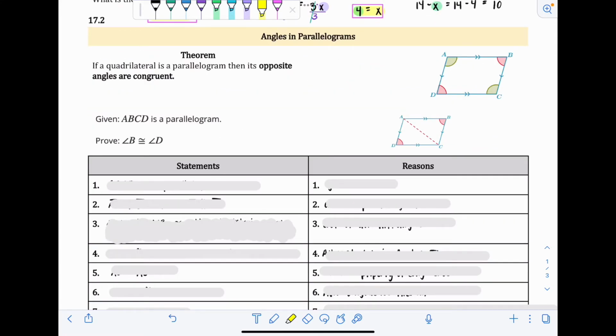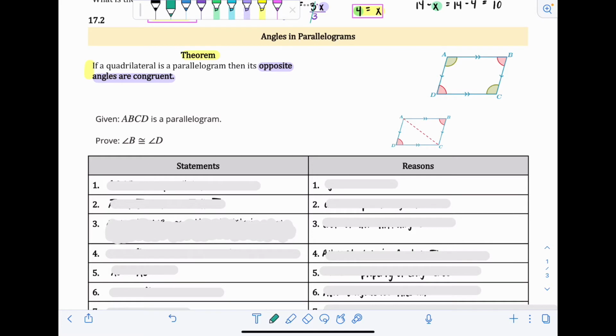17.2 is about angles and parallelograms, and for this section we're definitely going to build off what we know about triangles. So there's a new theorem here. If a quadrilateral is a parallelogram, then its opposite angles are congruent. So in the previous section we talked about the opposite sides being congruent. This theorem says the opposite angles are congruent as well.